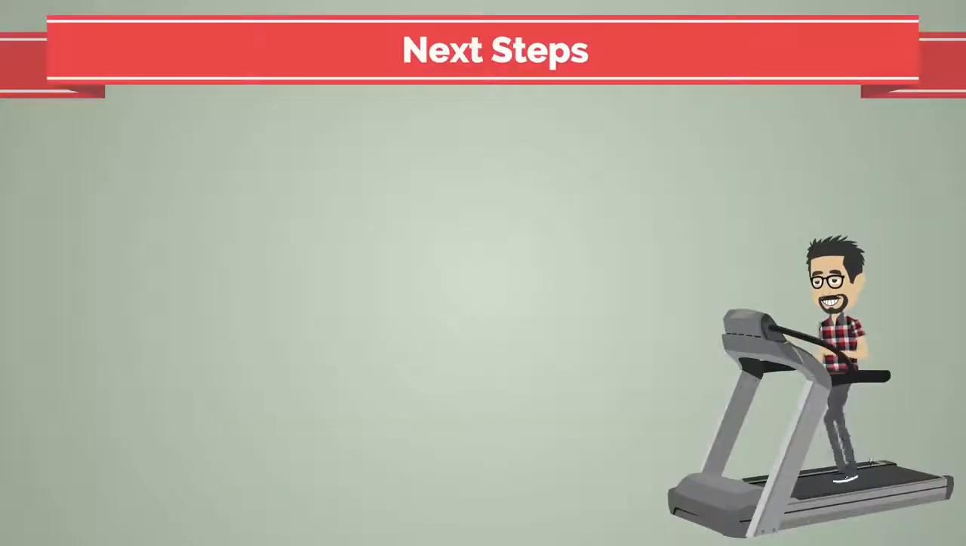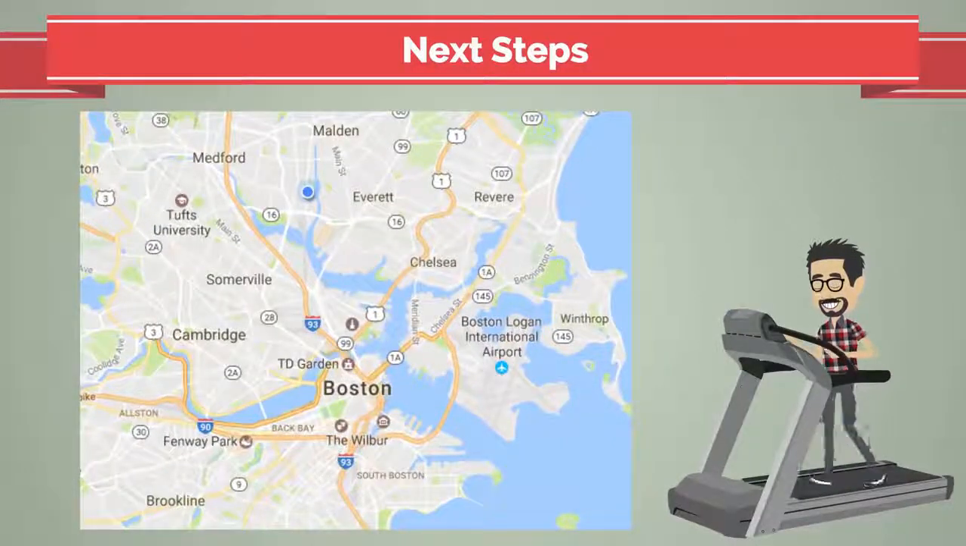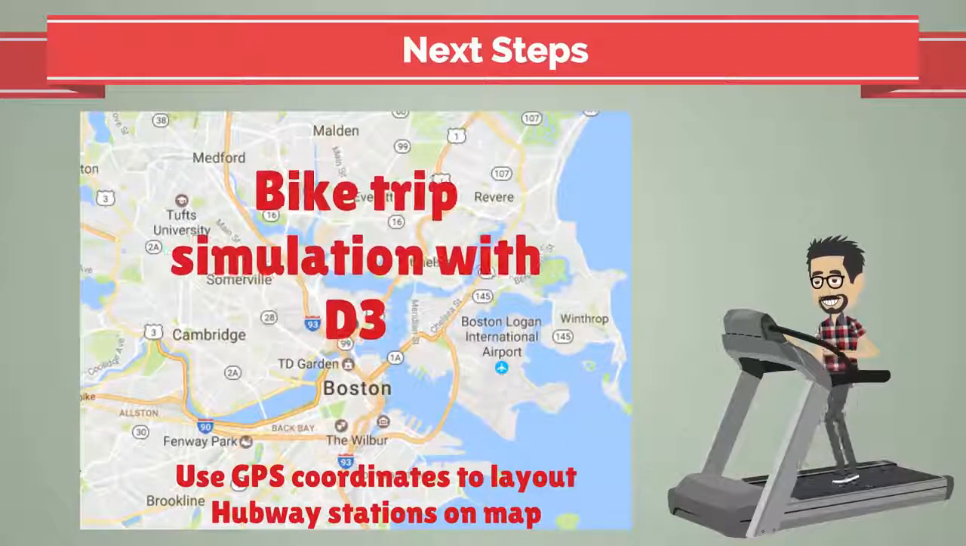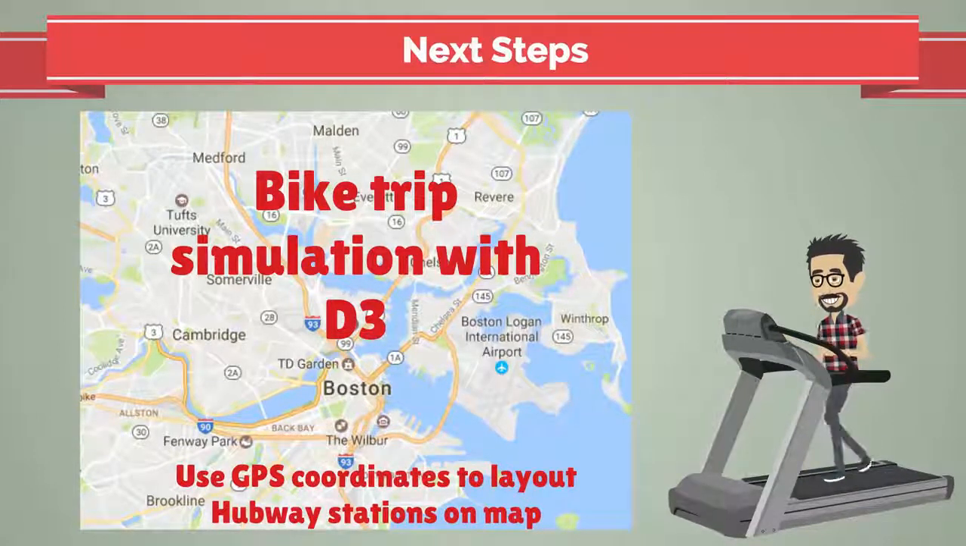For the next steps, we will be focusing on the simulation part of the project. This will involve setting up the multi-layered Mapbox structure and geospatially laying the bike stations over the map. After that, we will be working on extracting the data needed to do the simulation and performing the actual simulation using D3, which we will be covering in more detail in our next video.